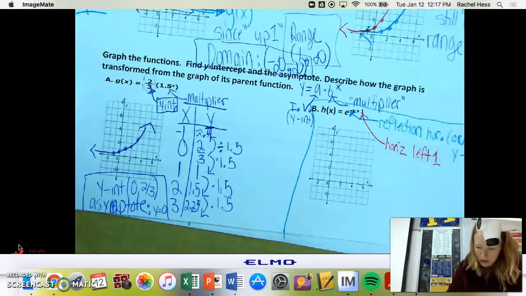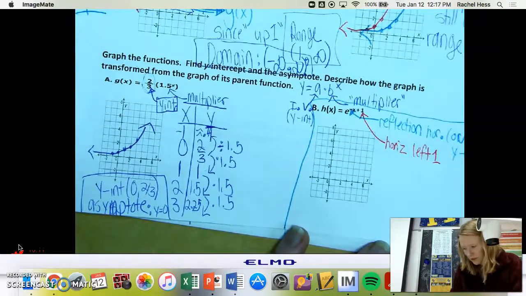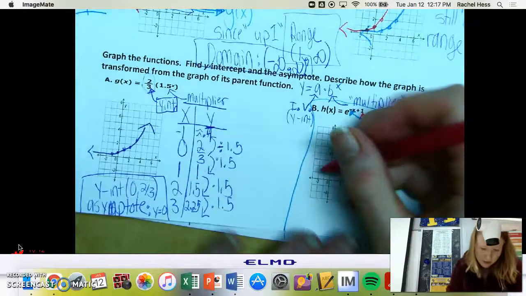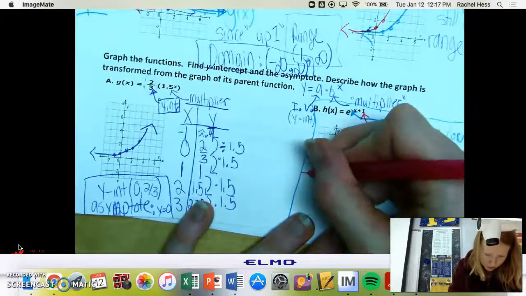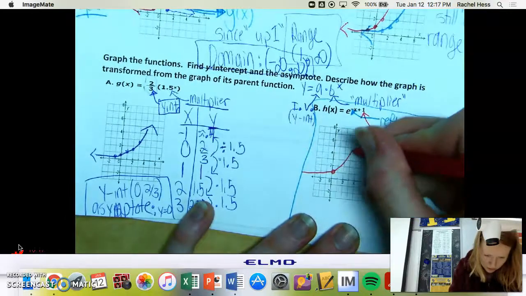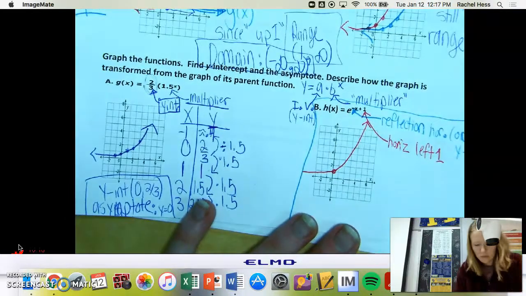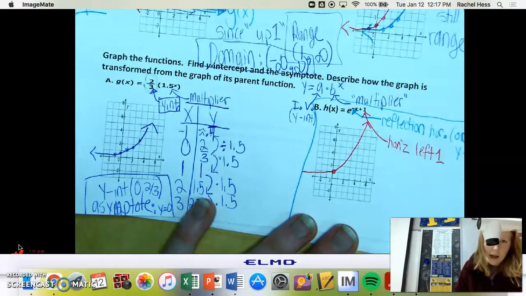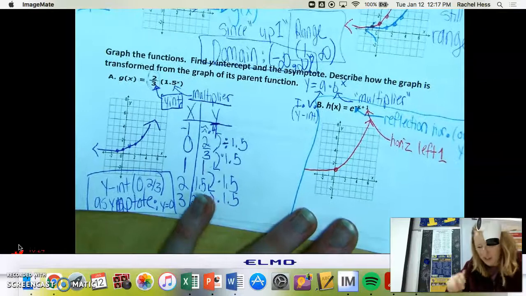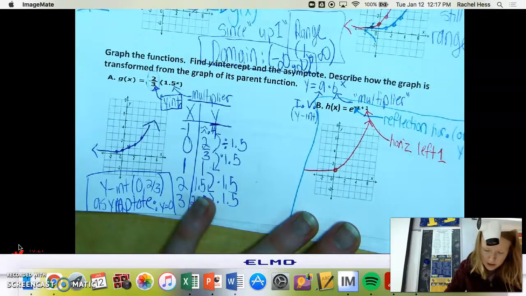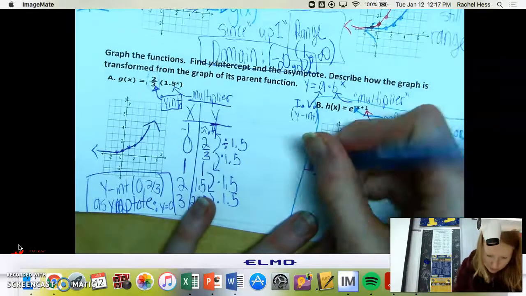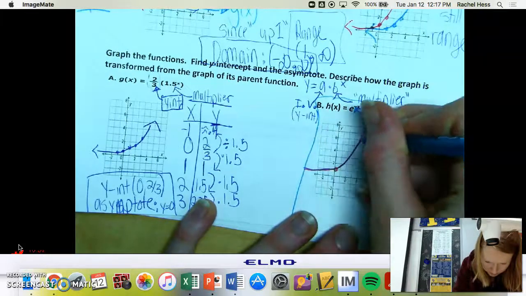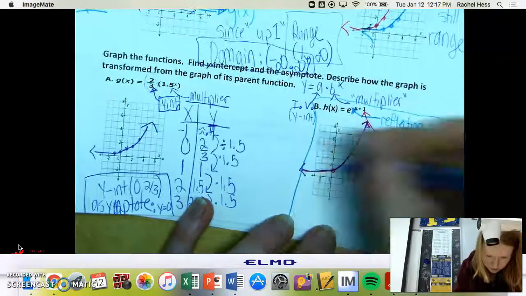So we're going to take our original function, and every parent function should go through the point 0, 1, and it should grow as you go up to the right. You could copy this graph from 7.6, but that would take a lot of time. So, sorry, we're going to graph our parent function. I'm going to do that in dark blue.